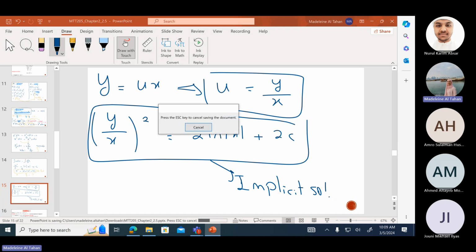So, miss, when we are using substitution, it's the same as integration. You use substitution, and you get the answer in terms of the new variable. But the final answer should be in the original variable that is given. And here, the original variable is y.